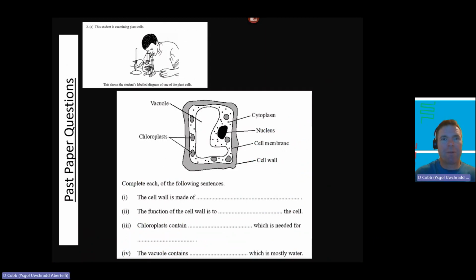What about this one? It says this student is examining plant cells. So we switch on to plant cells now. This shows the student's labeled diagram of one of the plant cells. And there it is. And it says complete each of the following sentences. So again, pause the video and see how you get on.